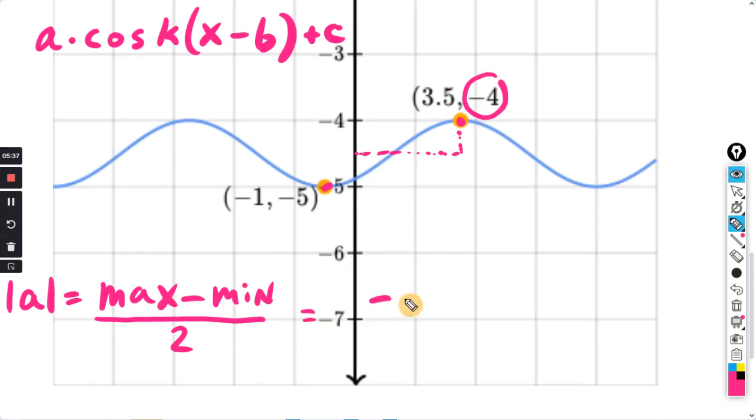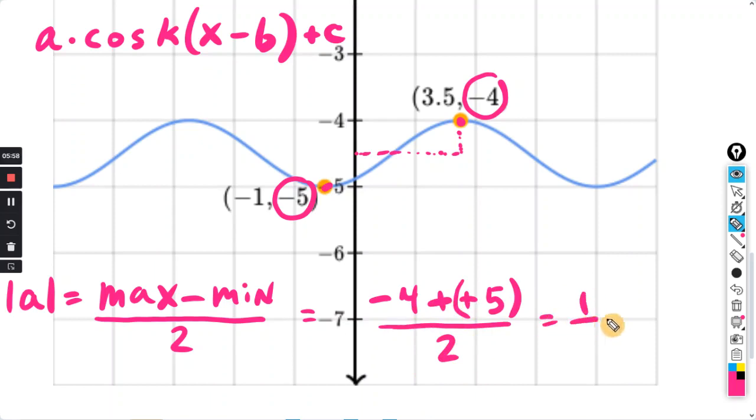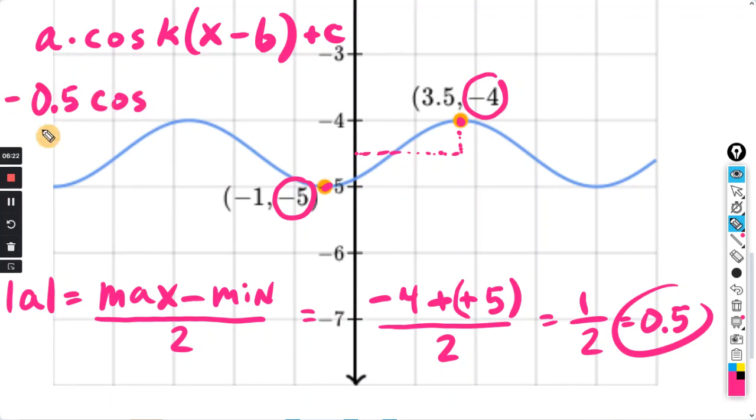So in place of max, I'm going to put -4 minus, and the minimum, we can see that is at -5. So it's minus -5, and that is divided by 2. Two negatives make it positive. -4 plus 5 equals 1, and that is divided by 2. So it's 1/2, or you can write 0.5. So that's the absolute value of A. In place of A, I'm going to write 0.5. But we said previously when we highlighted the graph, it was a negative cosine. So we're starting with negative cosine, and we just put in the amplitude A.